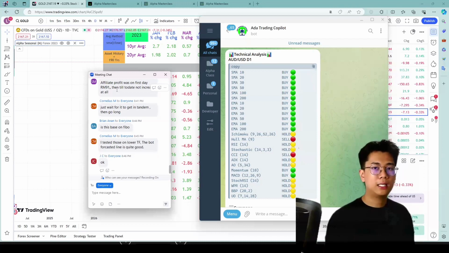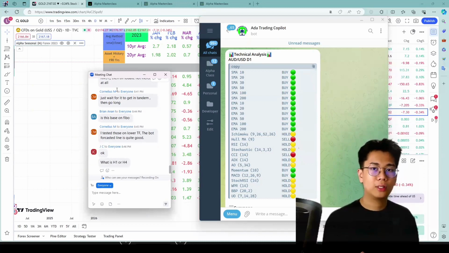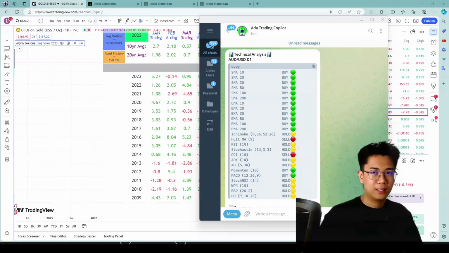So that's why, if you are somewhat experienced and have seen the chart before, it's better that you trade on a higher time frame. H1 or H4. H1 stands for 1 hour, H4 stands for 4 hours. Yeah.